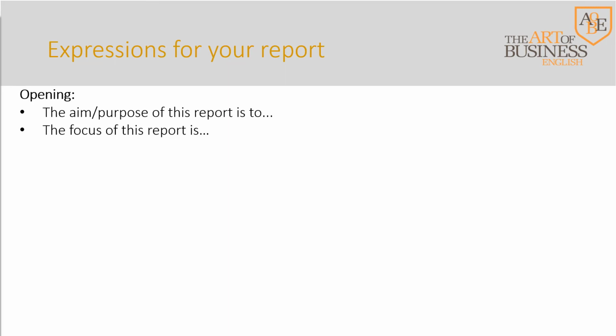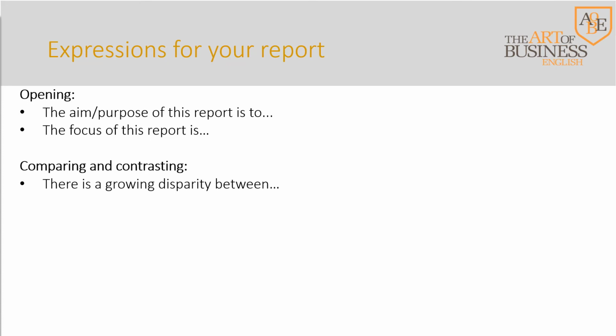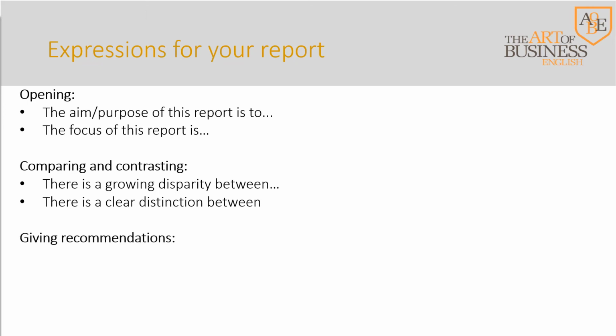In the report, we generally need to compare and contrast. There is a growing disparity between, so you can list the disparity between whatever those two things are that you're comparing, or you could say, there is a clear distinction between, and show what this distinction is between the two things. And of course, a report needs to provide some form of recommendations to the reader. Why are we writing the report in the first place? Well, it is to provide information and make recommendations about what should happen on that topic.